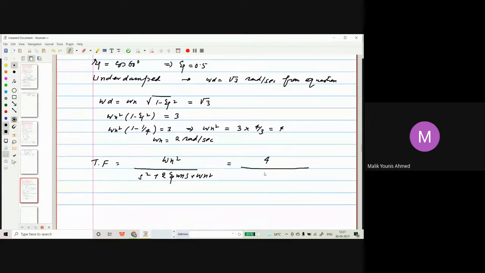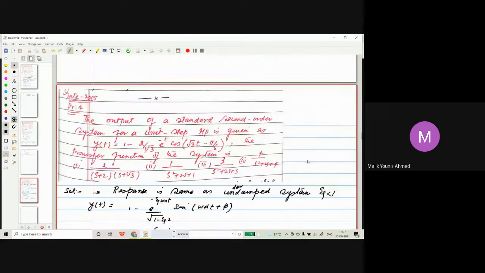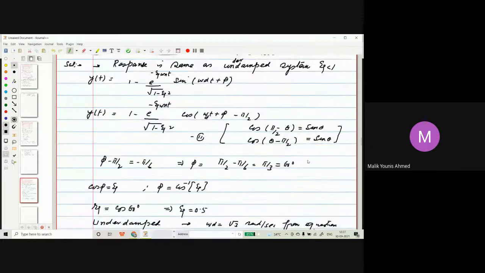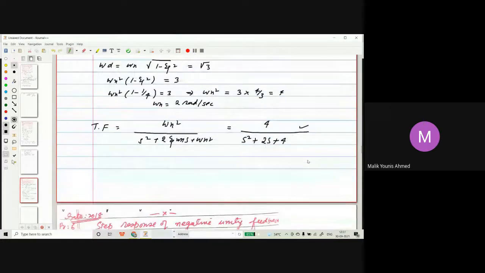You can do the calculations later on. S square plus 2 xi omega n s plus omega n square: 1 by 2 is gone with 2. Omega n is 2, so that will be 2s, and plus will be 4. So this is a very simple approach, very simple approach for a GATE question. GATE 2015, this was asked. Whatever I have taught, if you remember that, then there will be no problem.